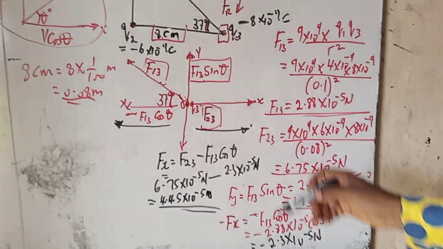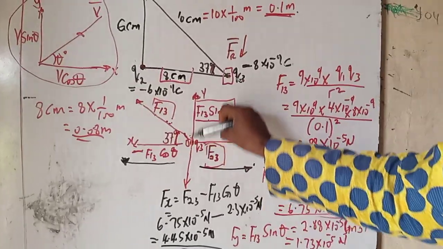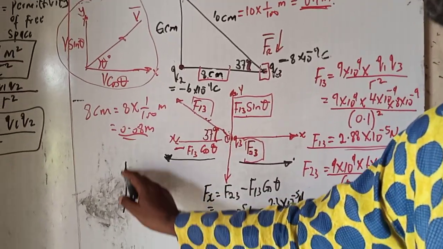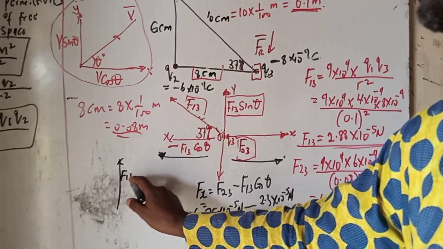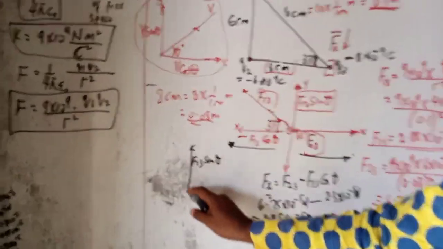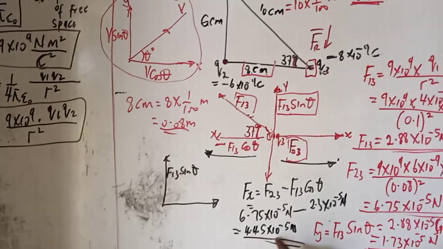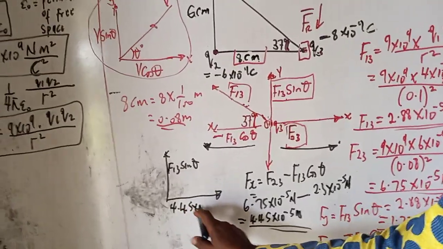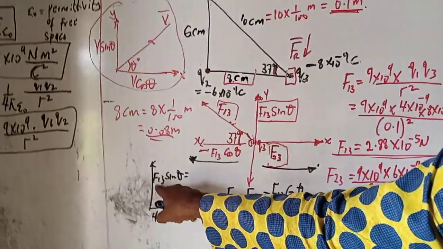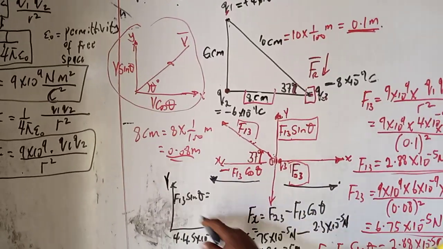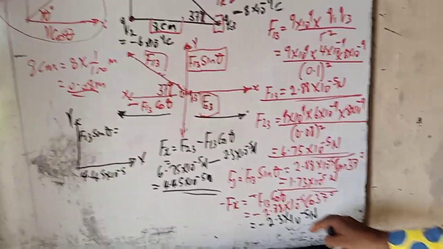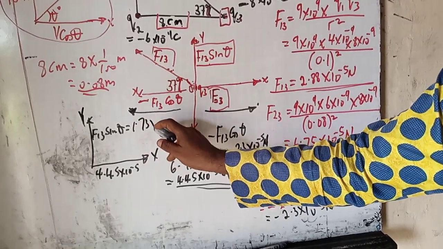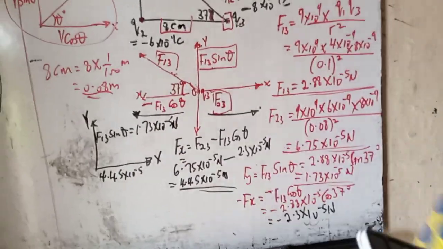So now that I've resolved this along the vertical and along the horizontal, what I'm going to have left will be something like this: F13 sine theta, and then what I have here along the x-axis is 4.45 times 10 raised to minus 5. This particular vertical value of the force, F13 sine theta, is what we have here, which is 1.73 times 10 raised to minus 5 Newton.